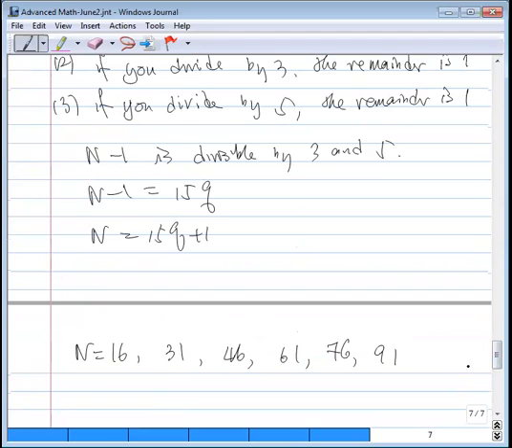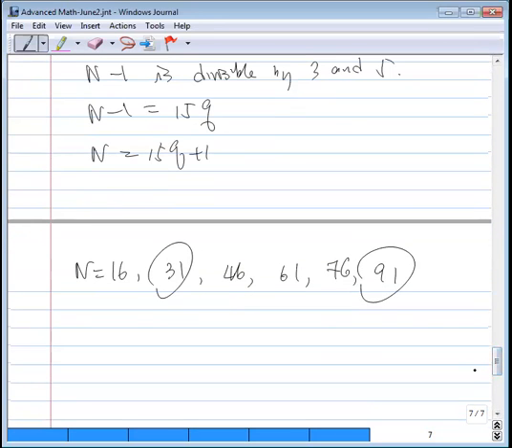Then you find the one which, when you divide by 4, gives you a remainder of 3. When divided by 4 gives you a remainder of 3, this is the one and that is the other one. You just quickly do the computation one by one. Okay, so those are the two answers.